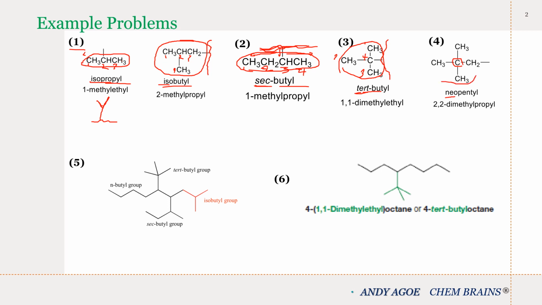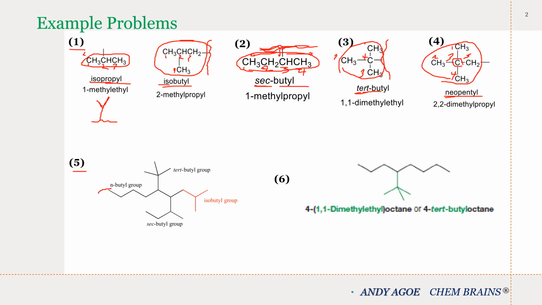We need to count entirely the number of carbons present. So we have 1, 2, 3, 4, and 5. So we say neopentyl. Let's try with example number 5. Example number 5, the first attempt is we need to consider our longest carbon chain.